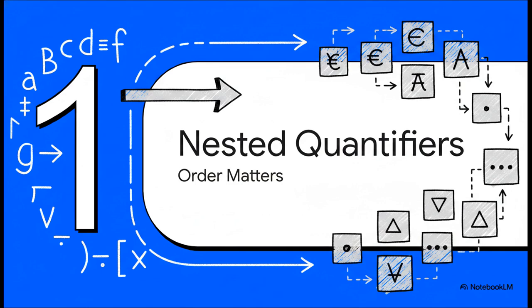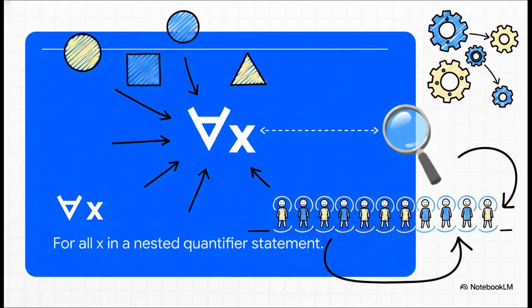Section 1. Decoding logic symbols, the building blocks of meaning. Let's get into it. Okay, let's start with the symbol that looks basically exactly like an upside-down capital A. In formal logic, we call this the universal quantifier. Whenever you see this upside-down A, I want your brain to immediately translate it to the words for all or every. It's an absolute. It means whatever rule we establish next applies to every single item, person, or number in the group we're talking about.